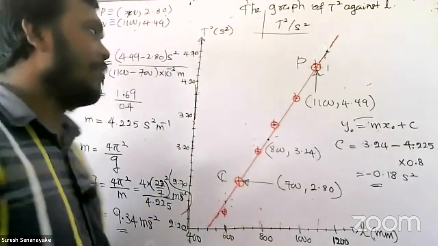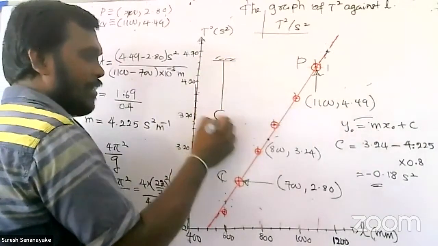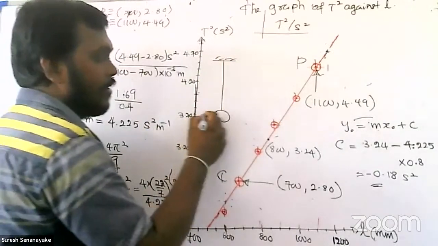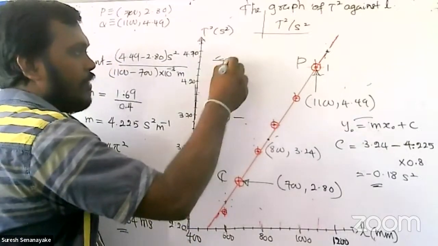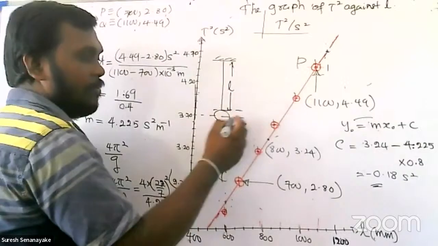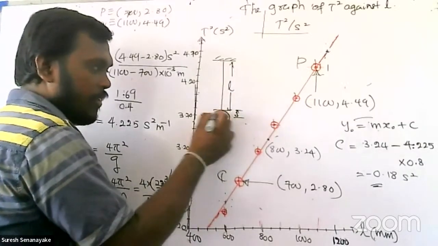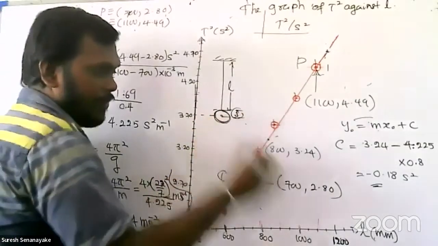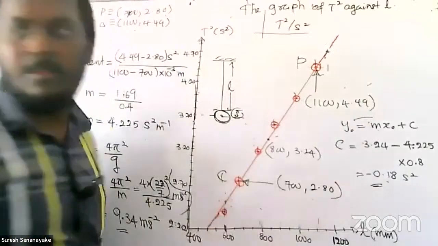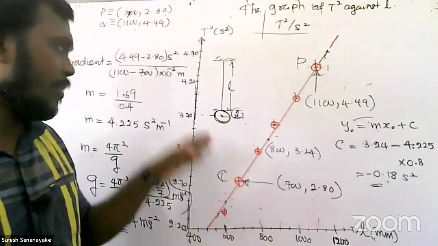We need to write the reasons when you do the practical on a pendulum. As the pendulum length we consider the length of the string here. But actually we need to get the length to the center of gravity of this body. It is difficult to measure. Because of that, this error will come. It affects the intercept.